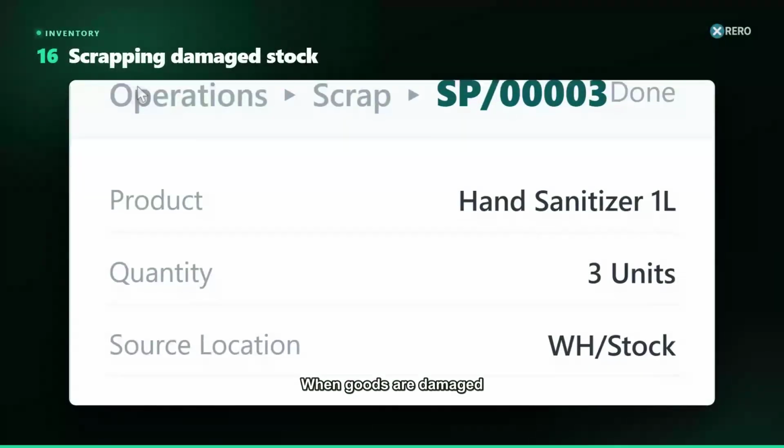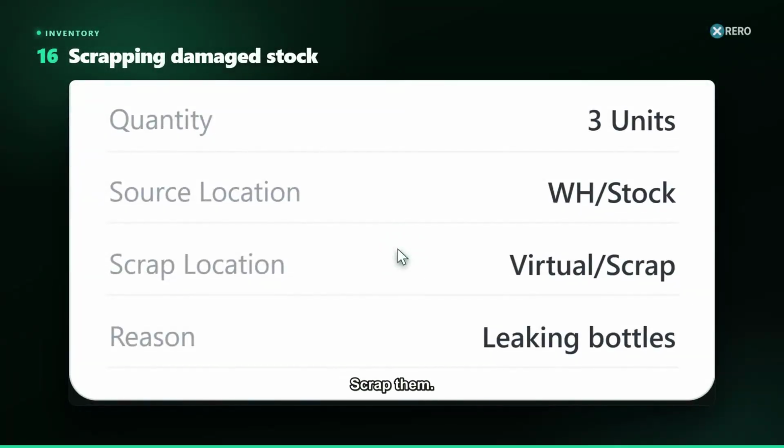When goods are damaged, expired, or unsellable, scrap them. This removes the quantity from your usable stock, moving it to the virtual scrap location, and records the loss in value, keeping on hand and the accounts truthful.